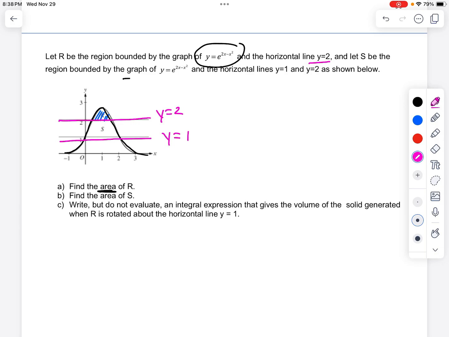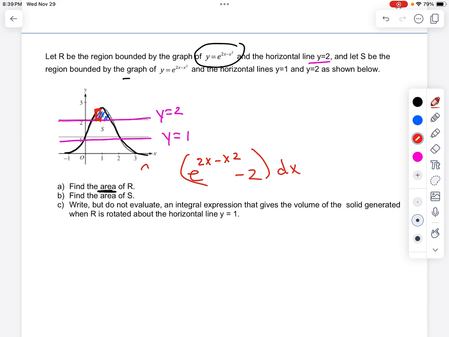Okay, so part A just asks you to find the area of R, which is that blue region that we have up here. So notice if I draw my rectangle, it's always going to be the black minus the 2. So I only need one integral, and we're talking about area, so I just need to find the area of that one rectangle. So it's just going to be the height of the function, which is e to the 2x minus x squared. So that's the top of this rectangle. The bottom stops at 2, so minus 2. Remember, top minus bottom. That's the height of the rectangle. The width of this rectangle is dx.